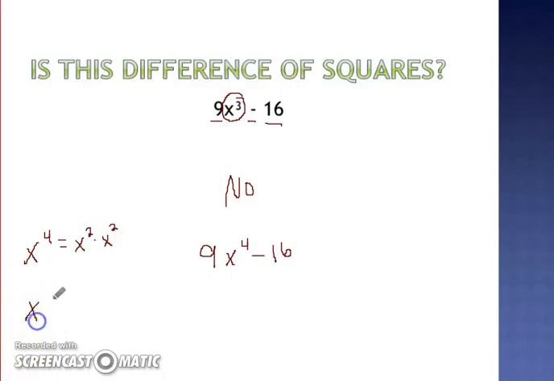Another example, if this was x to the 12th, since it's an even exponent, this is the same as x to the 6th times x to the 6th, so it would be a perfect square for that one.